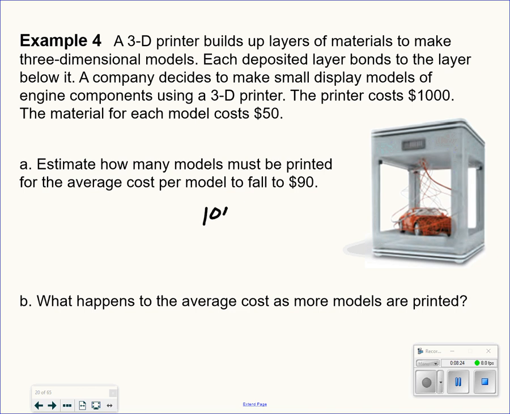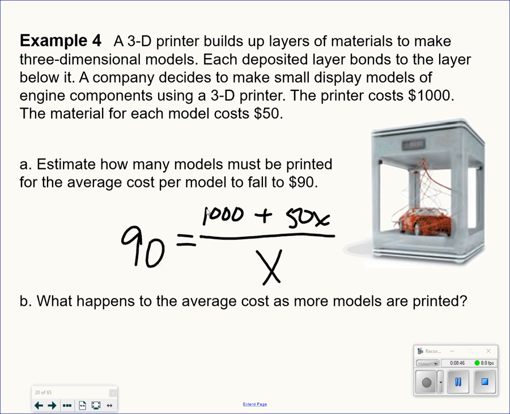So I have $1,000 cost plus $50 for every printer, or every one that I print. So this is how much it's costing. Now, if you ever talked about average, you take all of the costs and divide it by how many you're actually making. And I want that cost to equal 90. Solve. So I'm going to multiply both sides by x.